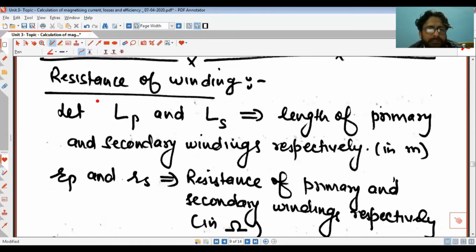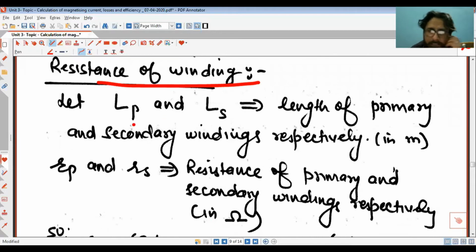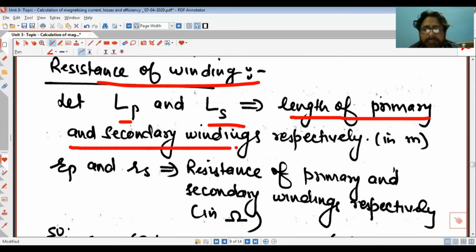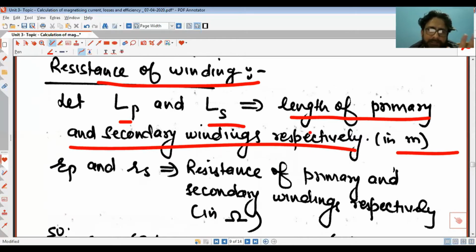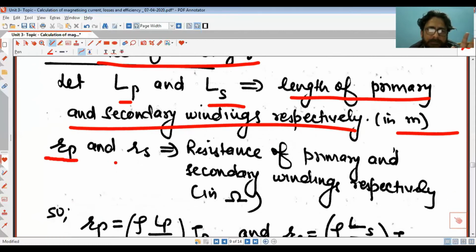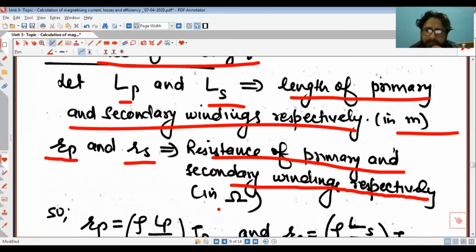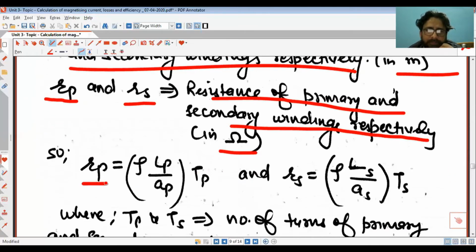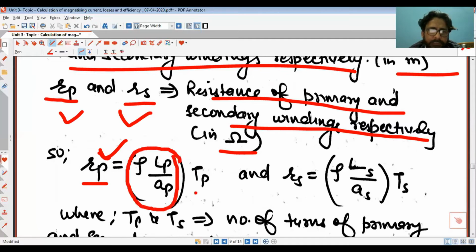Similarly, we can find out the resistance of the windings. Let us say that LP and LS are the lengths of the primary and secondary windings respectively in meter. This is the total length of the primary winding and secondary winding respectively. Let us say small rp and small rs are the resistances of primary and secondary winding respectively in ohm. Now what is RP? This is the total resistance of the winding. The total resistance is the resistance of one turn into the number of turns. So this is the total resistance.